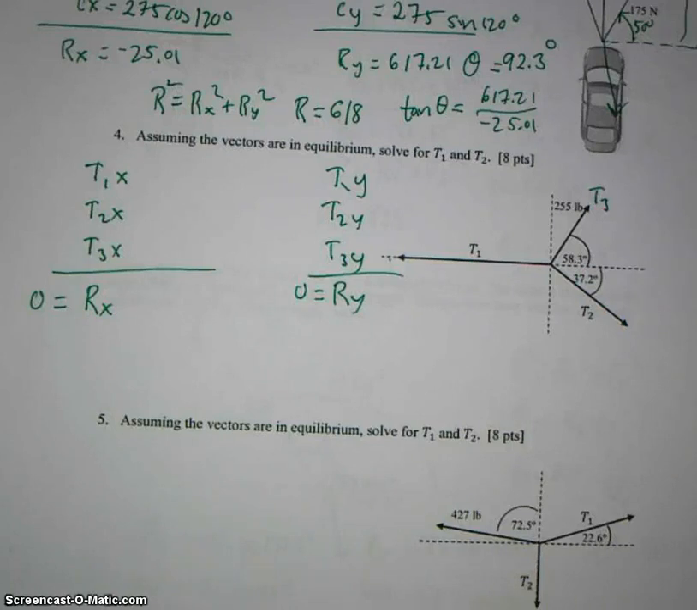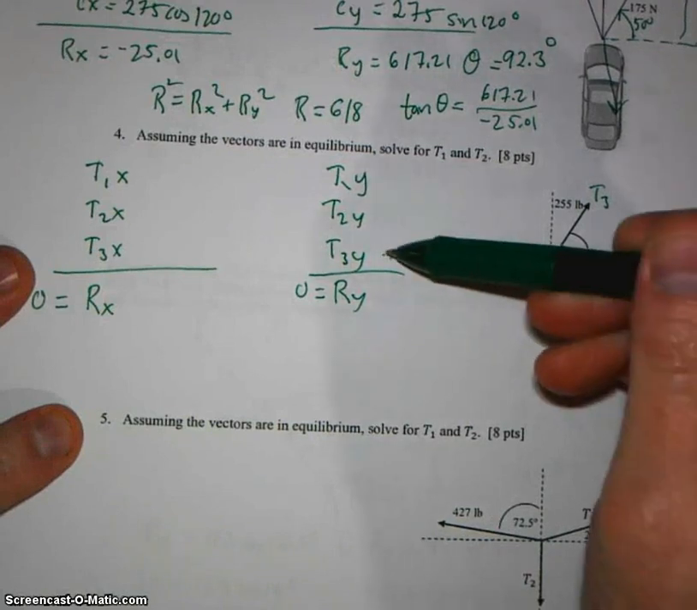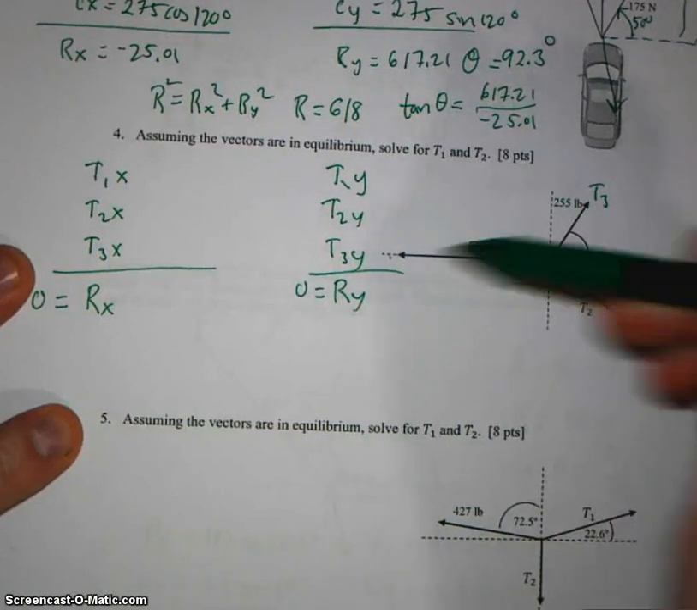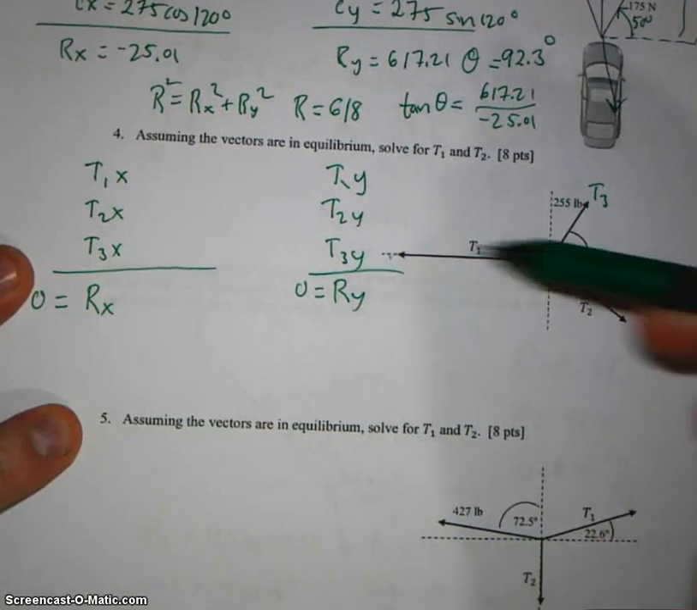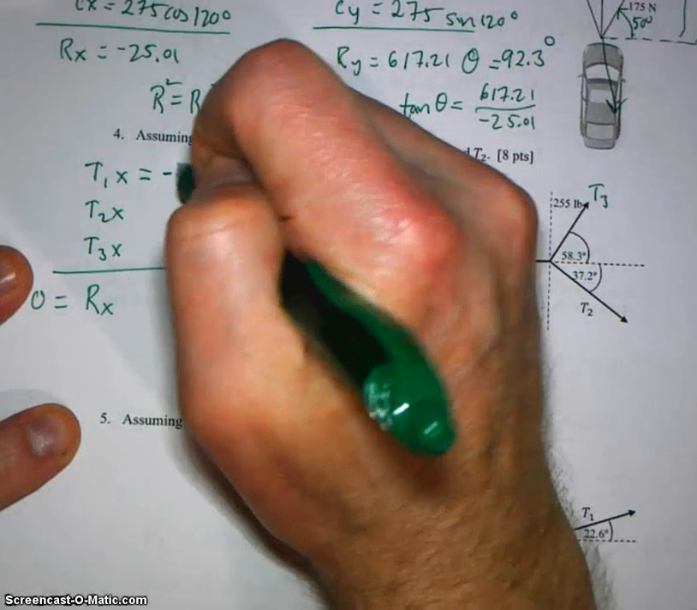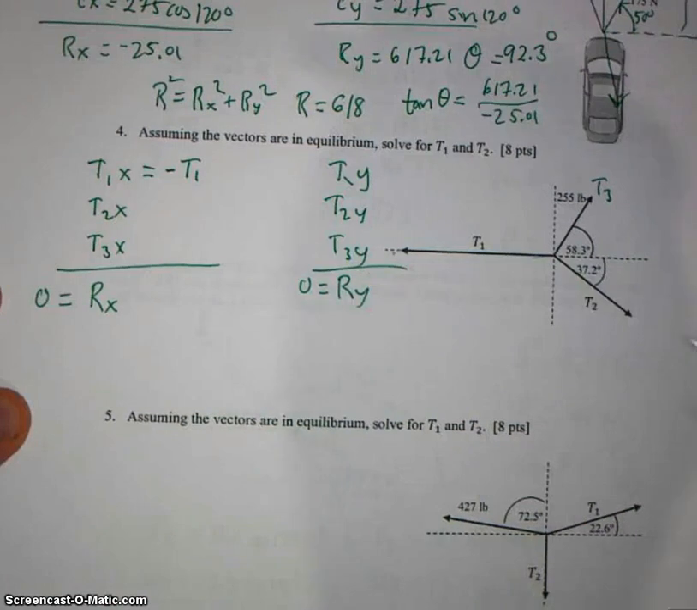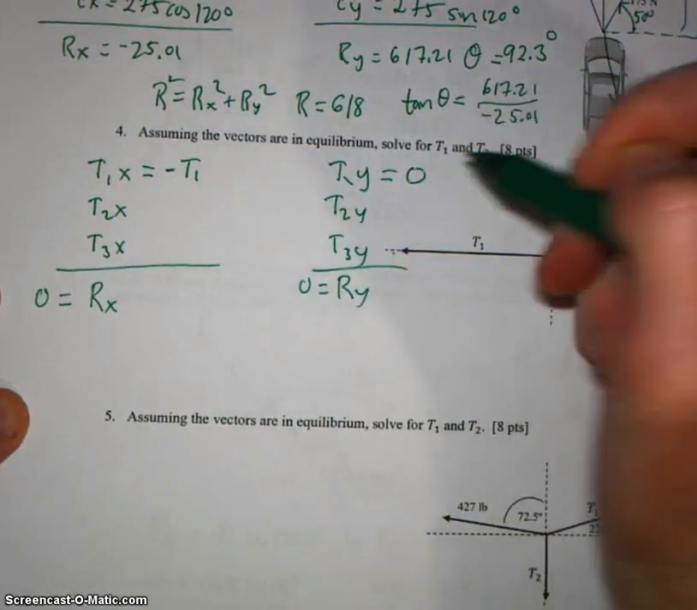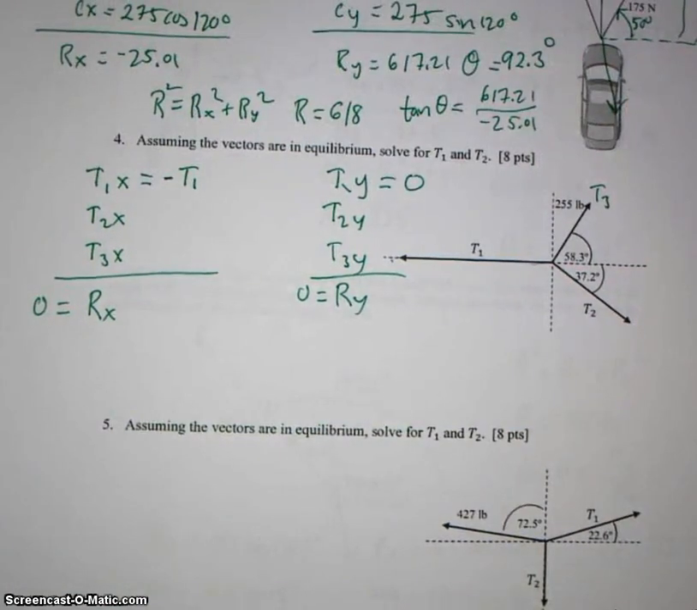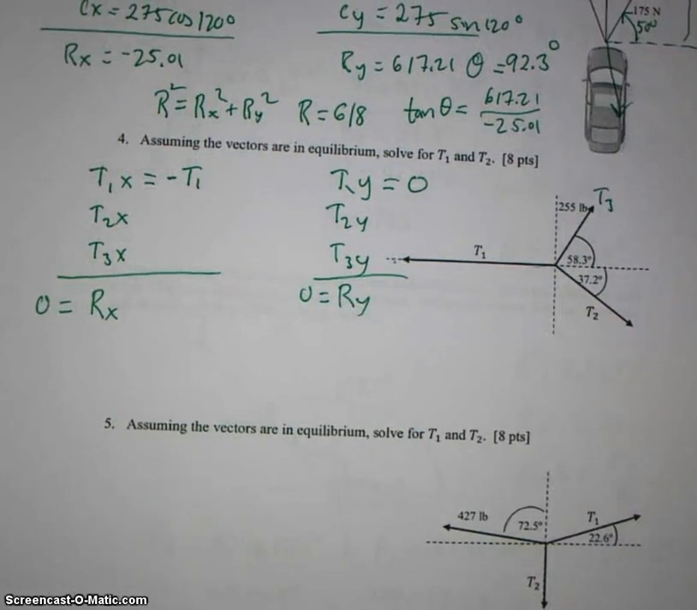All right, so now look at T1. T1 is completely in the x direction, isn't it? No movement in the y. So T1x is going to be negative T1. Negative because it's going left. And T1y is going to be 0 because it's not moving in the y direction at all.